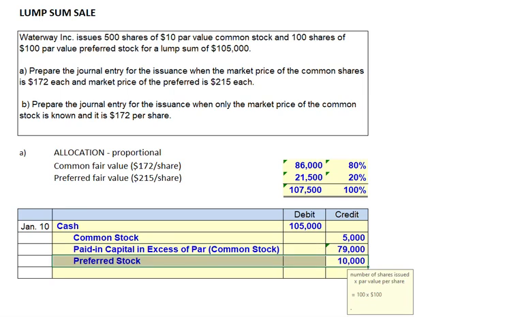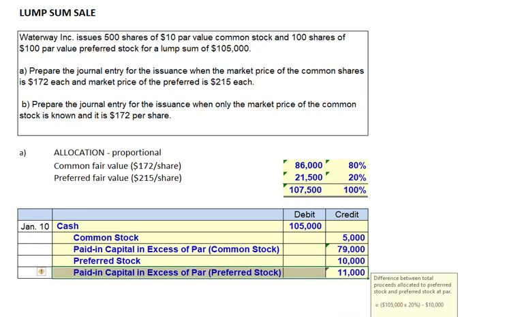We will record preferred stock at its par value of $10,000. And then the remaining $11,000 will get allocated to additional paid-in capital preferred stock.